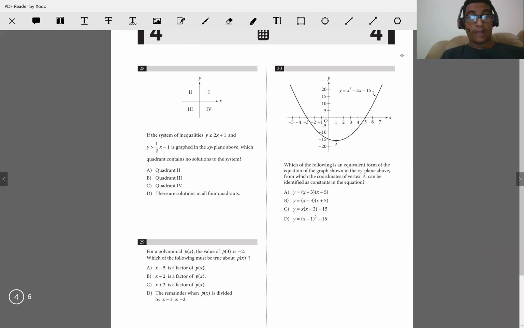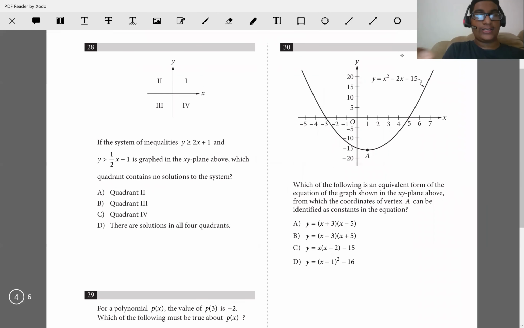So number 28, if the system of inequalities y is greater than or equal to 2x plus 1 and y is greater than 1/2 x minus 1 is graphed in the xy plane above, which quadrant contains no solutions to the system? Basically, if you graph your system of inequalities, in which quadrant would no solutions be found? So let's just do a quick sketch of it.